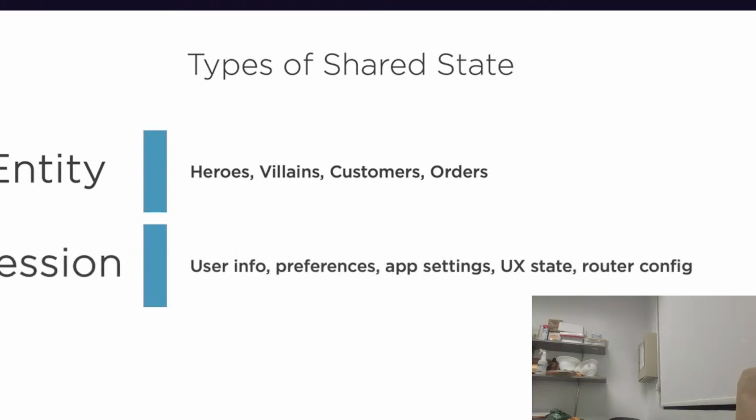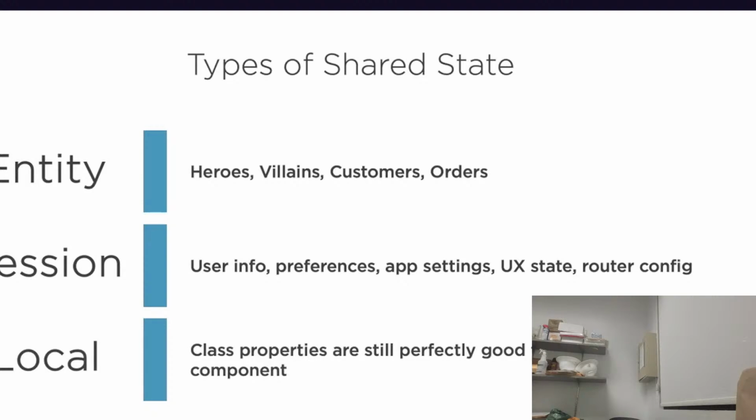Then we have session state. Session state is information that is specific to the session that the user is in for your application. So what does that mean? Like user information or preferences they have, or app settings, or maybe the UX state, like where are they in the app, or even the router configuration. This may or may not be stored in a database, but it's important information, and sometimes we share this session state. And then we have local state.